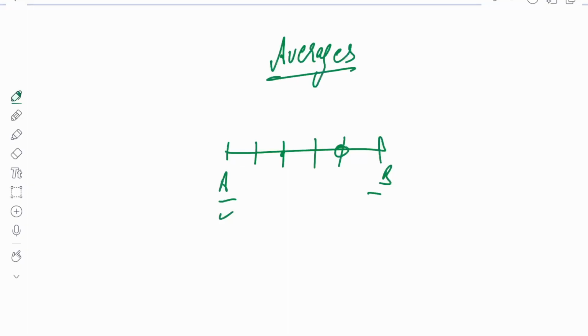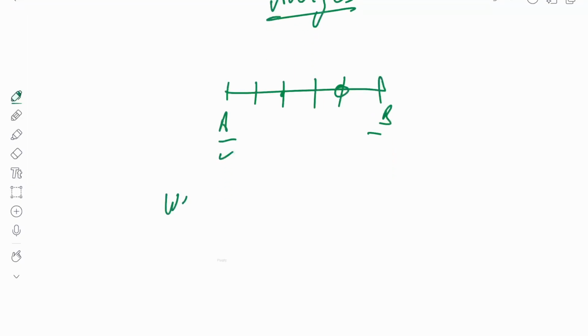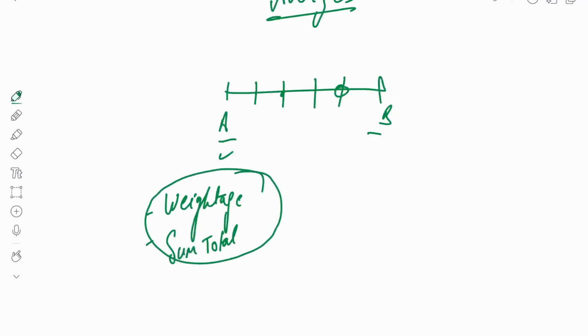That is another way. So there are two ways. One is called the weightage we calculate as explained, and another is called you calculate by sum total. So two ways you can solve the weightage question, right? So let's move forward and try to solve another question.